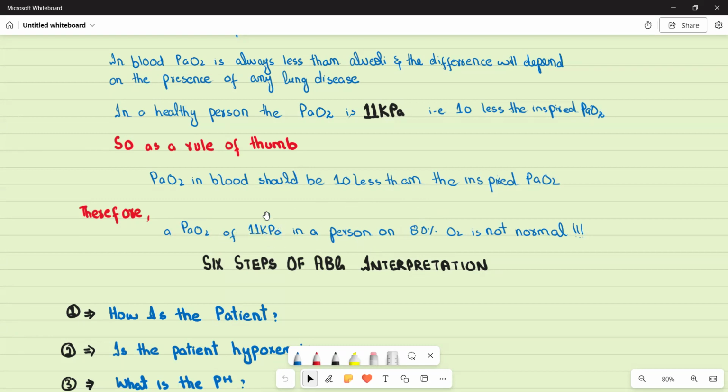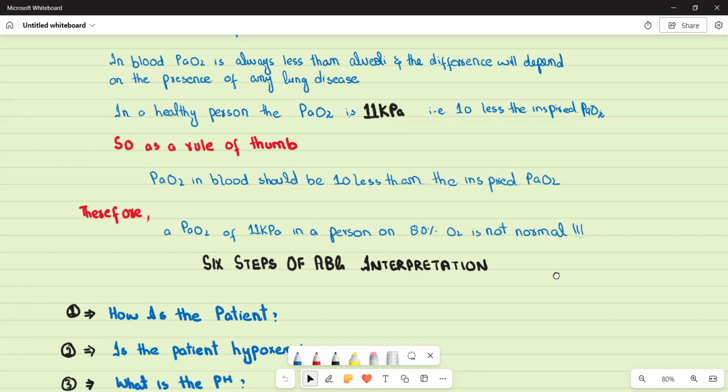Okay, so although 11 is like the normal average partial pressure of oxygen in the blood of a normal person, this is not normal here. It means that there is impaired oxygenation going on. Okay, there's some problem with his lungs. So this is not normal when a person is on any higher concentration of oxygen.